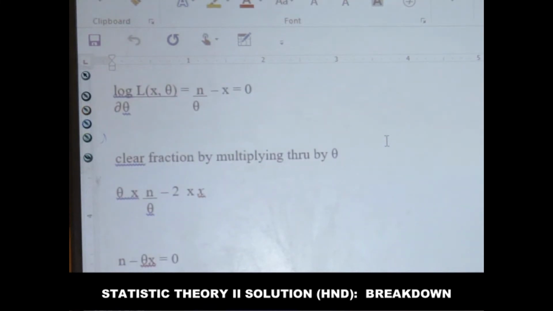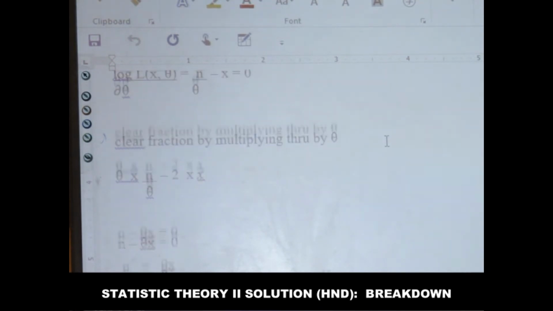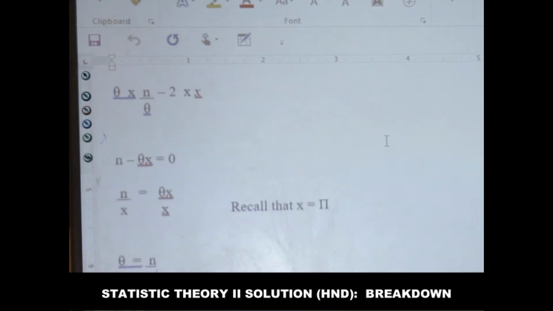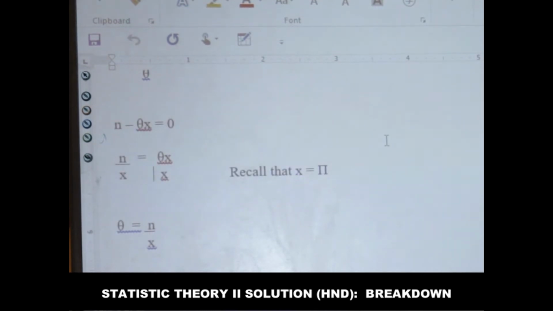Theta, you have theta times n over theta minus 2x. So you have n minus theta equals to what? 0. Then let minus theta x come to the other side. Solving it like a simple equation, you have n equals theta x. We want to make theta the subject of the formula.